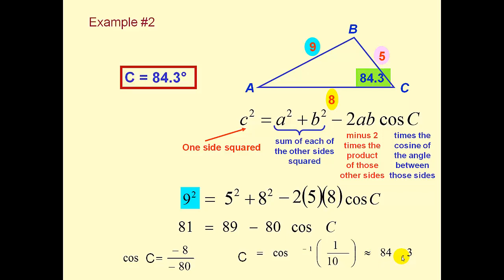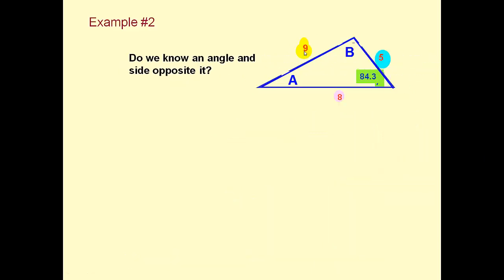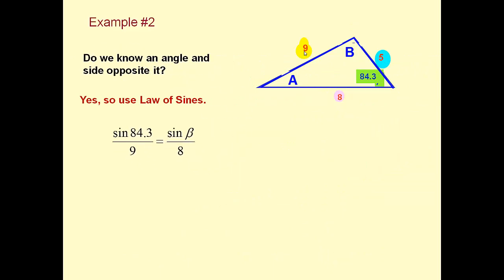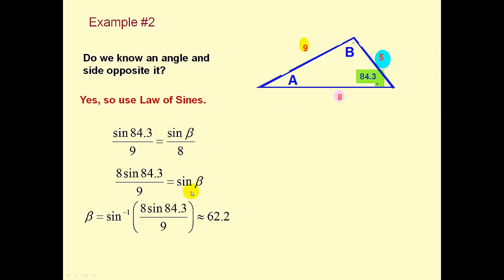Now that we know angle C is 84.3 degrees, we have an angle-side pair, and the rest falls into place very nicely. So we can use the law of sines. Again, we're trying to find angles, so we're going to put the sines on top here. We're going to set it up as the sine of 84.3 degrees over 9 equals the sine of B over 8. So 8 sine of 84.3 over 9 equals the sine of B, after you've multiplied by 8. So B, therefore, will be the inverse sine of 8 times the sine of 84.3 over 9. That's going to be approximately 62.2 degrees.